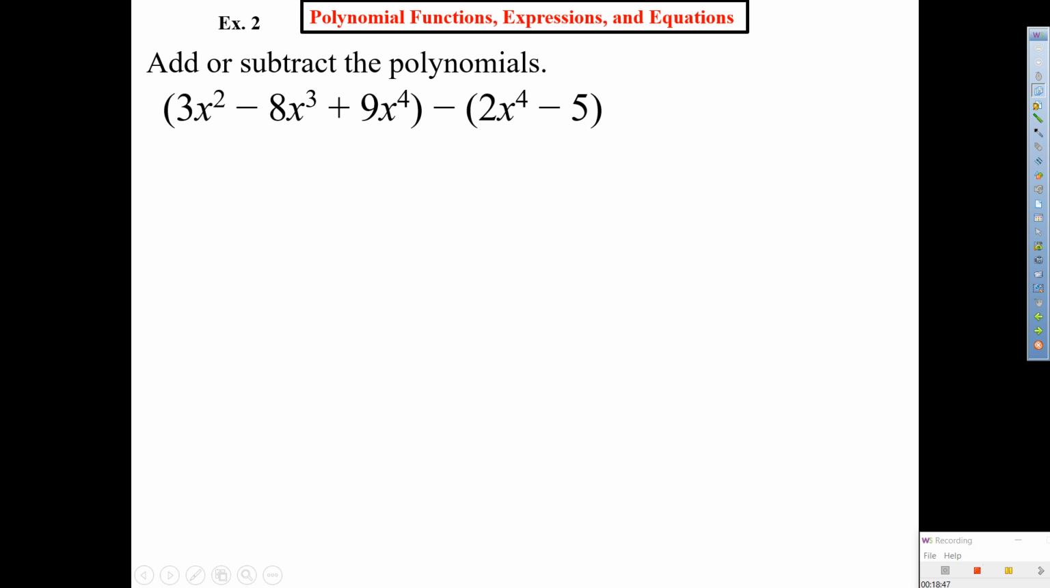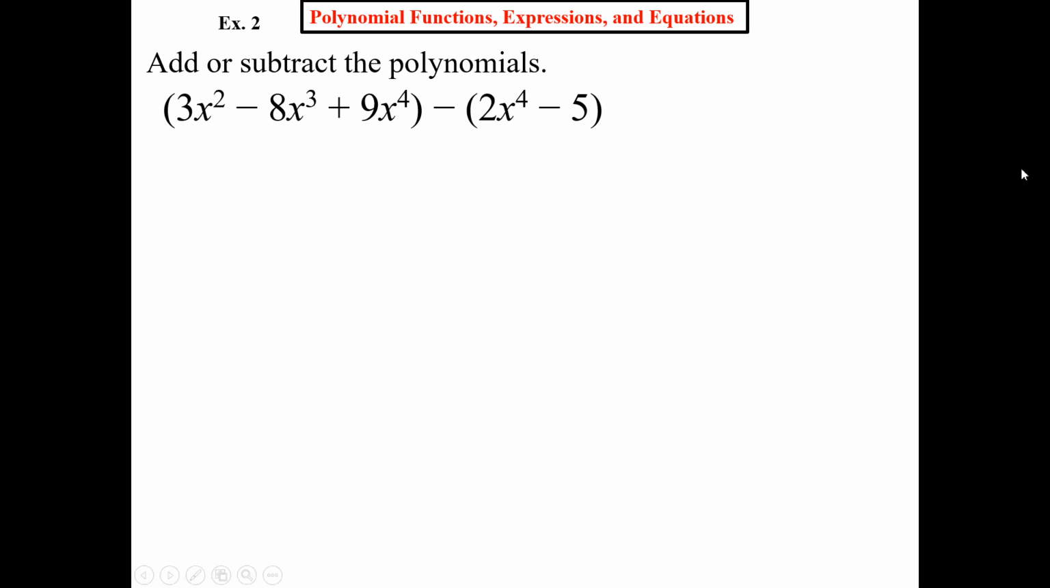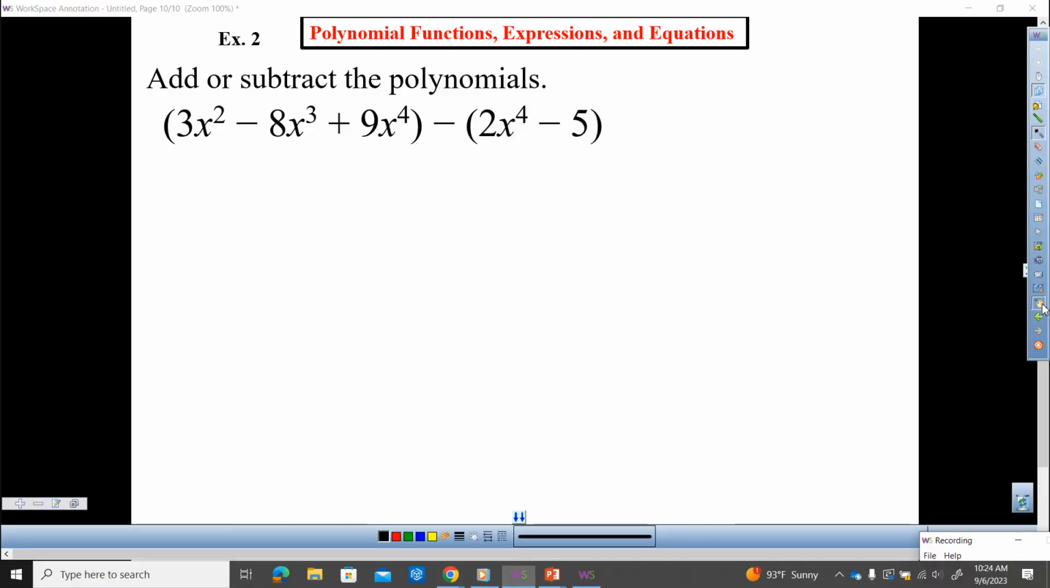It says subtract the polynomials: parentheses, 3x squared minus 8x cubed plus 9x to the fourth, close parentheses, minus, parentheses, 2x to the fourth minus 5, close parentheses. Was that pretty obvious? Yes? All right, where do we start? Tell your neighbor, please, so I can have Martin share. Where do we start?